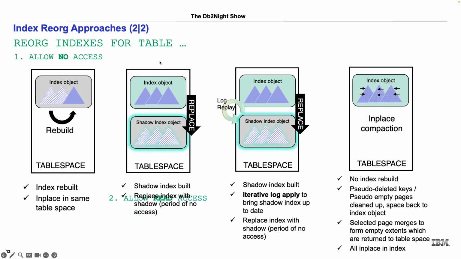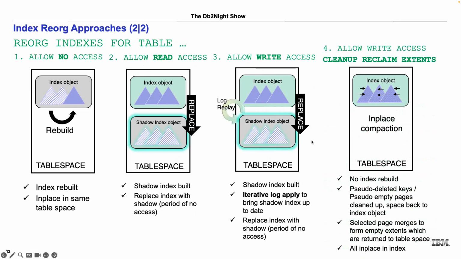The shadow-based rebuild approaches improve the access. They create a new copy first, and then swap it in. So allow write can allow concurrent writer transactions, but it needs a log replay to reflect the change to the shadow index object. Both allow read and allow write need extra space, and they have a very brief no access window when we switch the shadow with the real object.